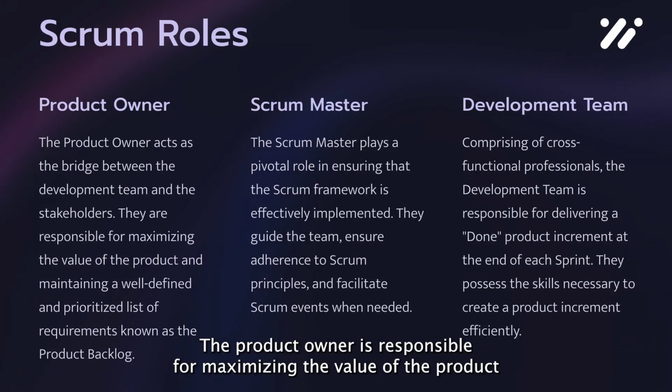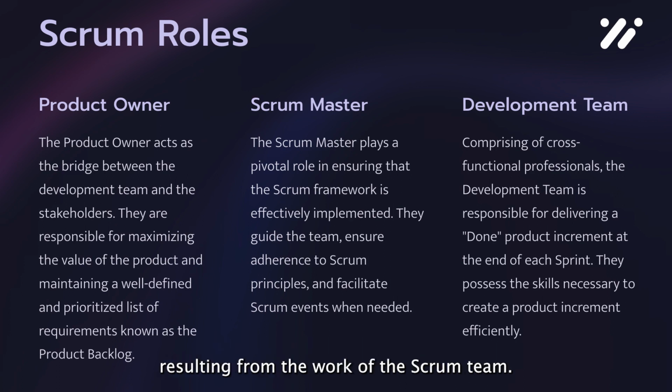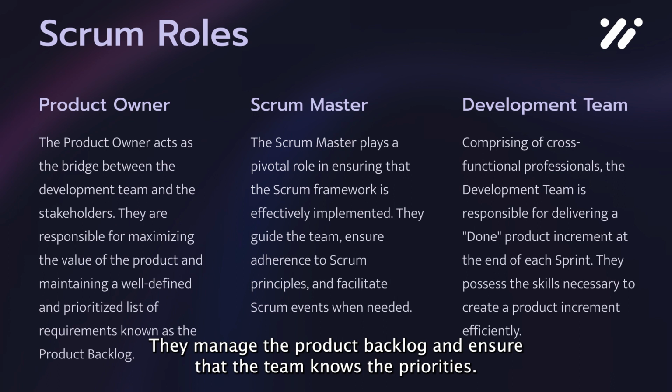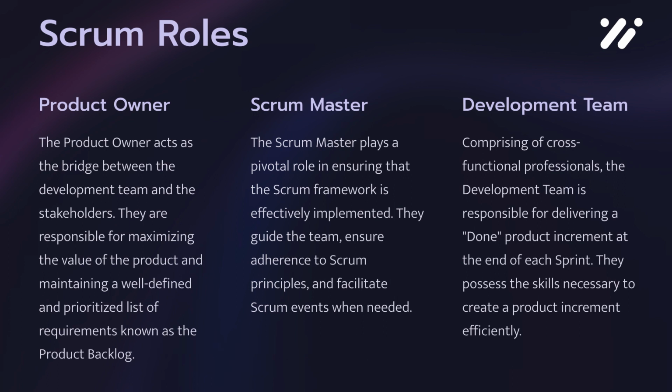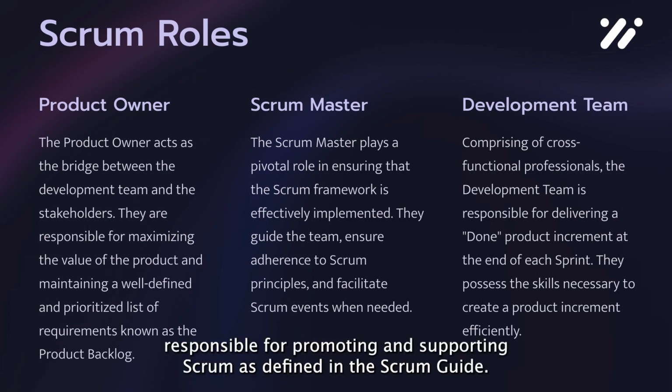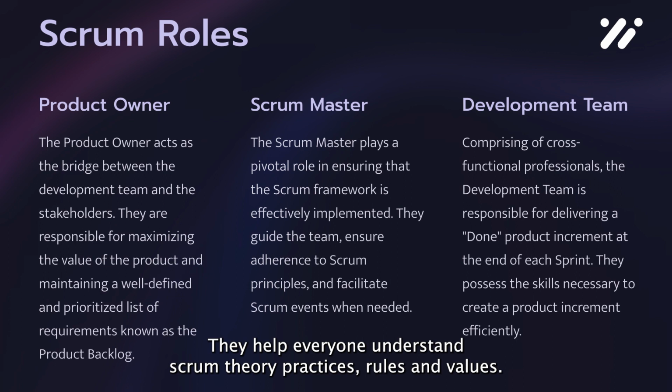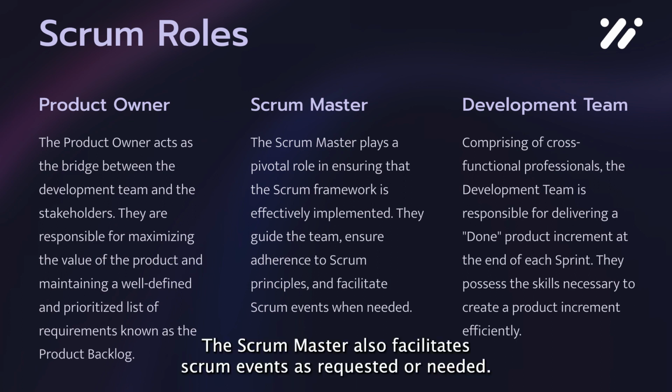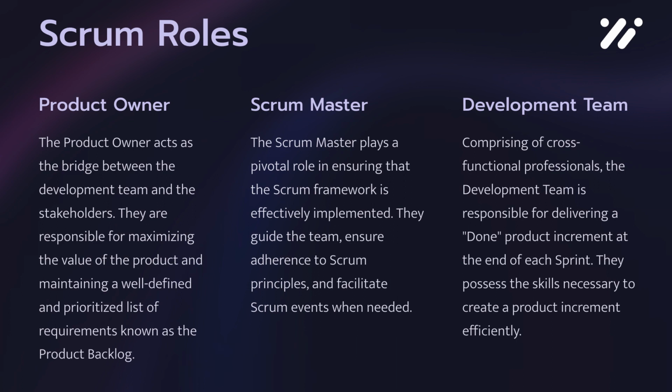The product owner is responsible for maximizing the value of the product resulting from the work of the Scrum team. They manage the product backlog and ensure that the team knows the priorities. Scrum Master. The Scrum Master is responsible for promoting and supporting Scrum as defined in the Scrum Guide. They help everyone understand Scrum theory, practices, rules, and values. The Scrum Master also facilitates Scrum events as requested or needed.